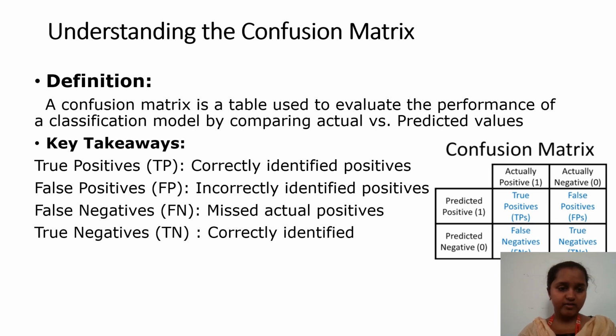Understanding the confusion matrix. A confusion matrix is a table used to evaluate the performance of a classification model by comparing its actual versus predicted values. Key takeaways: true positive means correctly identified positives, false positive means incorrectly identified positives, false negative means missed actual positives, true negative means correctly identified negatives.